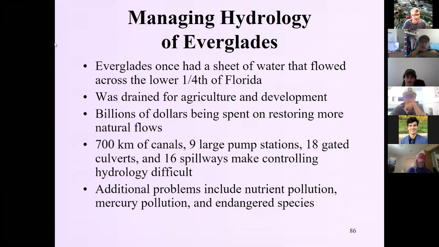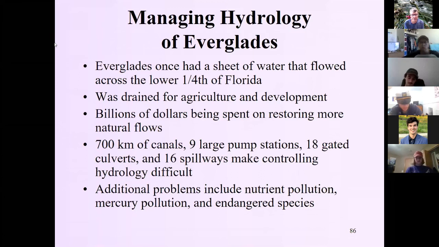One of the biggest wetland management issues in the United States is the Everglades, because the Everglades are the largest wetland in the United States. The Everglades once had a sheet of water that flowed across the lower quarter of Florida. Florida is an old coral reef, and corals tend to grow up pretty close to the surface of the ocean, so they're pretty flat. Then when the water dropped out, it left that coral reef behind. So you have an extraordinarily flat topography associated with Florida. Much of this was drained for agriculture and development. For example, Miami, as they developed and moved from the coast inland, drained more and more wetlands.